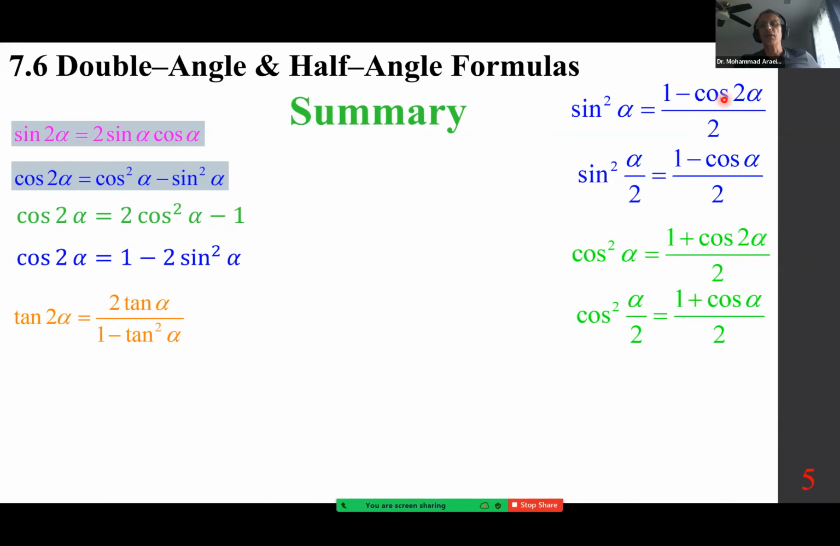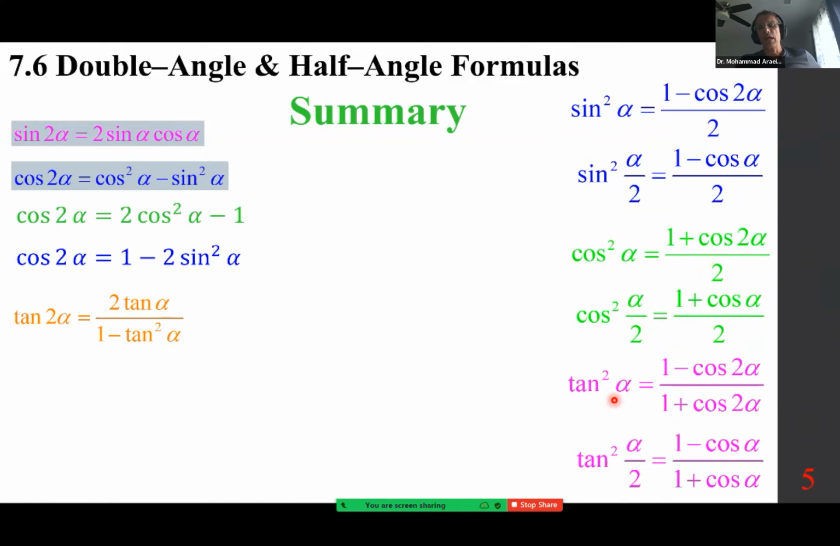Now, the difference between these two: if you use alpha here, you need 2 alpha. If you go with half of that, then you need alpha. So alpha here, you need 2 alpha here. If you use half of it, you need alpha here. So very similar, but establishing this half angle really comes from this. Tan squared alpha is 1 minus cosine 2 alpha over 1 plus cosine 2 alpha. Now, if we change this alpha to alpha over 2, then we change the 2 alpha to alpha.